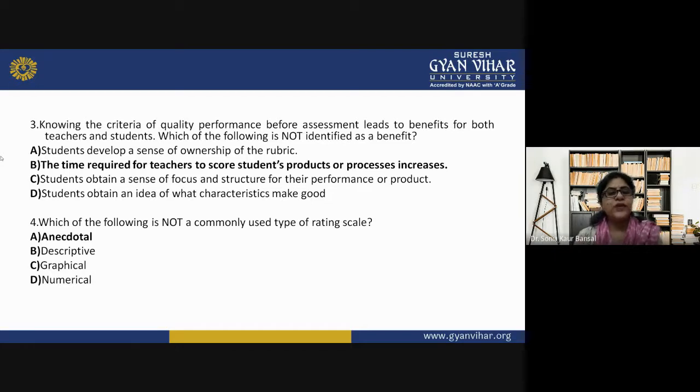Question 4 is related to which of the following is not a commonly used type of rating scale? Anecdotal, descriptive, graphical, numerical. We have just seen that descriptive, graphical, and numerical are commonly used types of rating scale, but anecdotal are not commonly used.